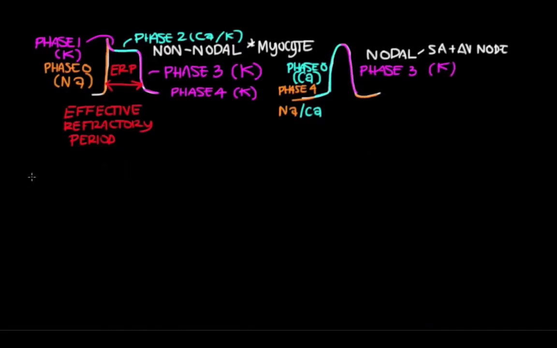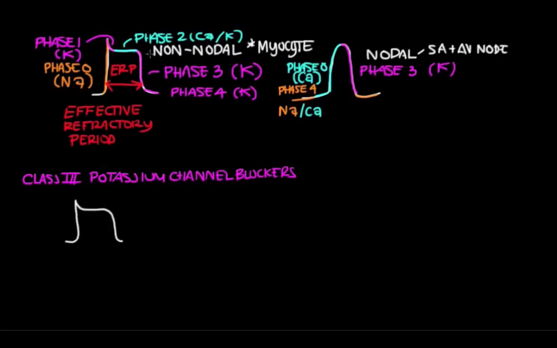Okay, so the next class we're going to talk about are class 3 antiarrhythmics. And these are your potassium channel blockers. These work primarily at non-nodal cells. And where in the non-nodal action potential is potassium important? It's important here at phase 3. So when potassium channel blockers are on board, we're going to get an elongated phase 3 period because we're blocking potassium channels. Now, what does that do?